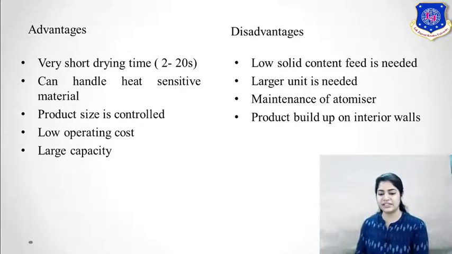The disadvantage is that a low solid content feed is needed. Because you have to spray, you have to atomize it, you can't use a sludge kind of feed. It has to be slurry. A wet solution has to be treated in this dryer. A larger unit is needed, so the size of your spray dryer is generally large. Of course, the maintenance part here is about the atomizer, because the problem of plugging, choking of your solid, can happen in your atomizer. Then there is product build up on the interior wall. So these are certain advantages and disadvantages of your spray dryer.